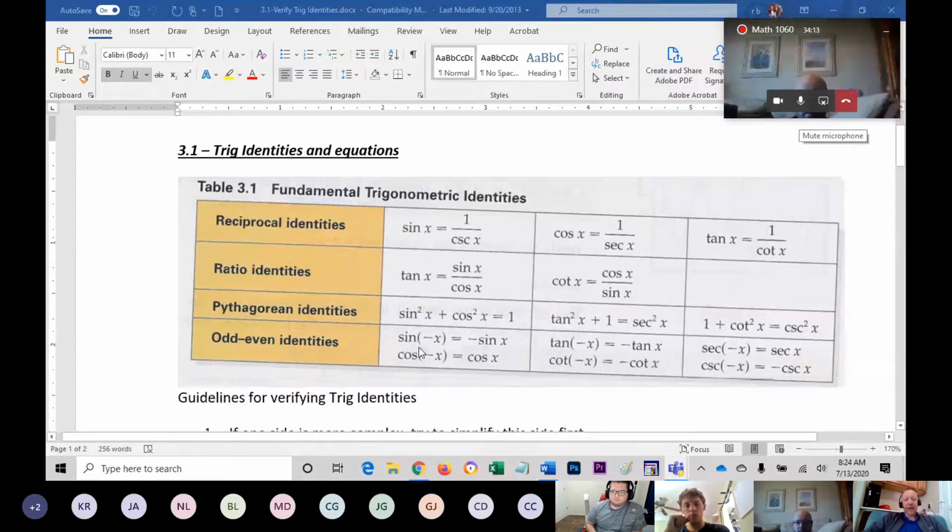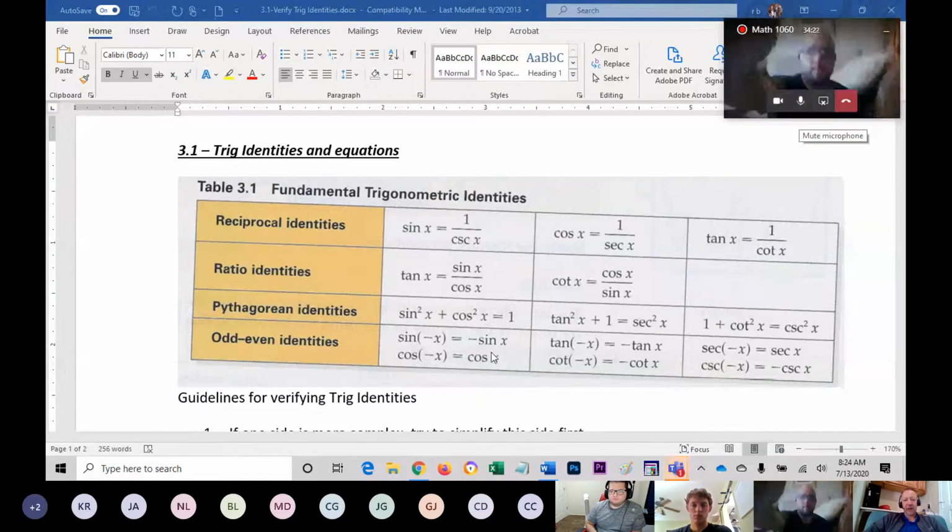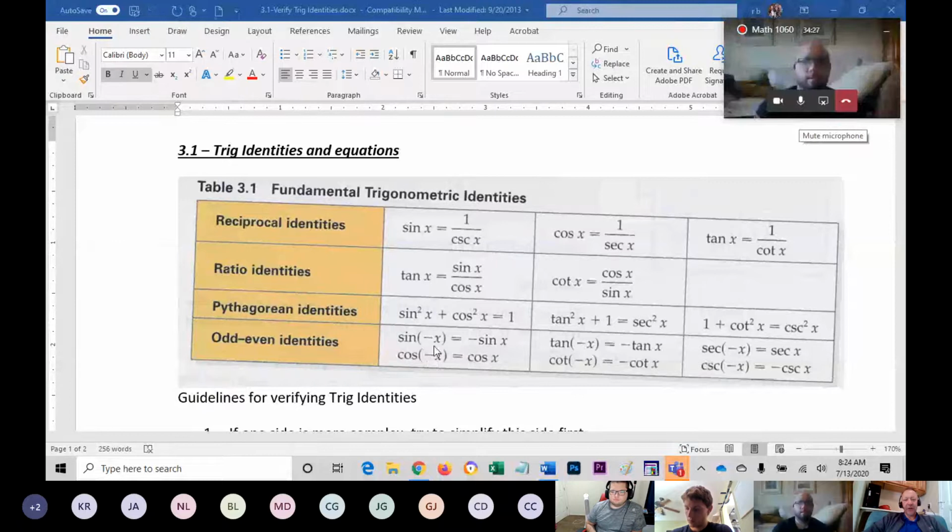Now the odd and even identities. So this is interesting. The sine of negative x equals the negative sine of x. The cosine of negative x equals the cosine of x. Okay, so those are your odd and even identities. Tangent of negative x equals the negative tangent of x. Cotangent of negative x equals the negative cotangent of x. The secant of negative x equals the secant of x, and the cosecant of negative x equals the negative cosecant of x. So basically, more than half of the table, you should know.